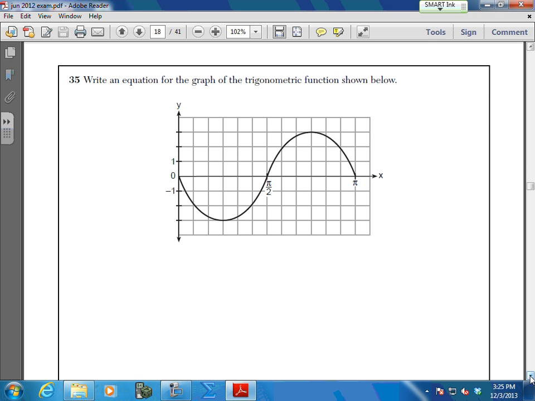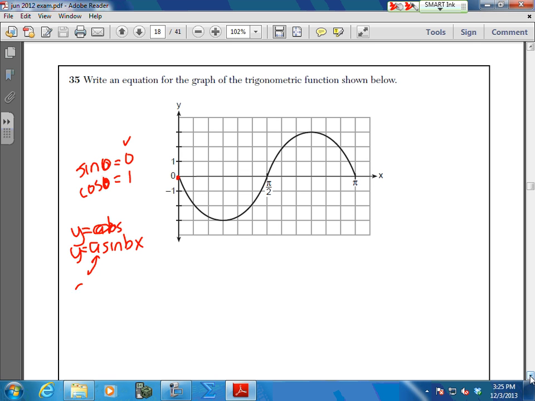Okay, here we have a trig function, and they want the equation. Now we look where it begins. If I look at the sine of 0 or the cosine of 0 degrees, I realize that the sine of 0 is 0 and the cosine is 1. So because it starts at the 0, I have a sine curve. And it will fit A sine BX. Here's your sine curve.